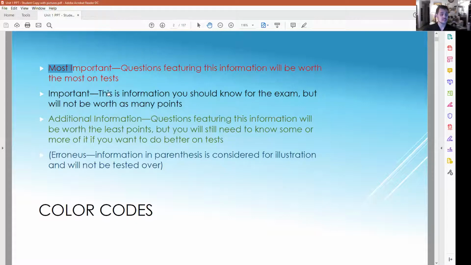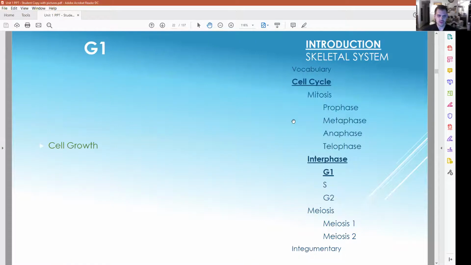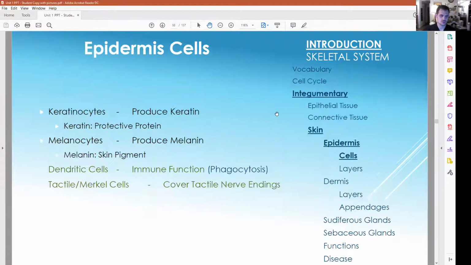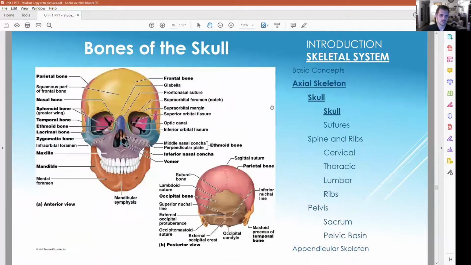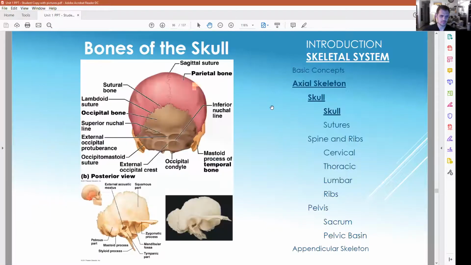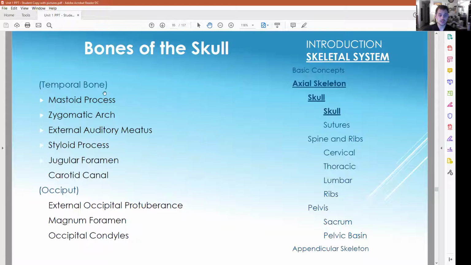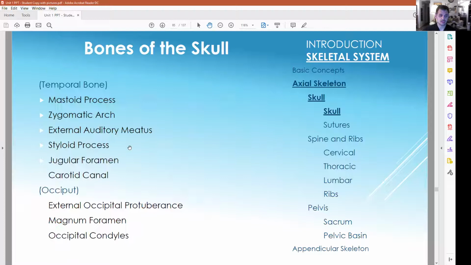On the test, every question is worth 1 point. But what you'll find is, for example, if I go down to bones of the skull, here you see these are all the bones of the skull you need to know, and they're in red, so they're worth more points. You come over here to parts of the temporal bone, which is one of these, it's in red, okay?